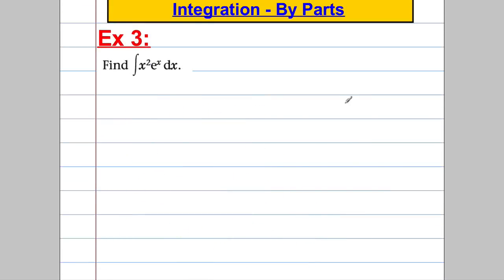Okay, let's have a go at another one. We want to integrate x squared e to the x. So it looks like a product, an x squared multiplied by an e to the x. So I'm going to try integration by parts, which says the integral of uv dash is equal to uv subtract the integral of vu dash. Now the question is, what to be my u and what to be my v dash?